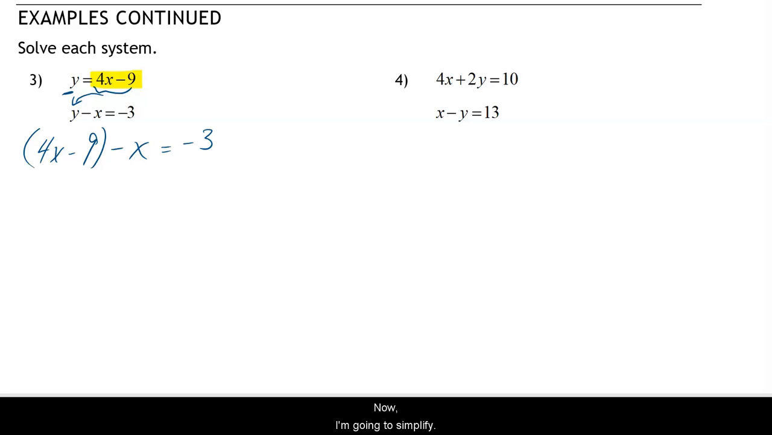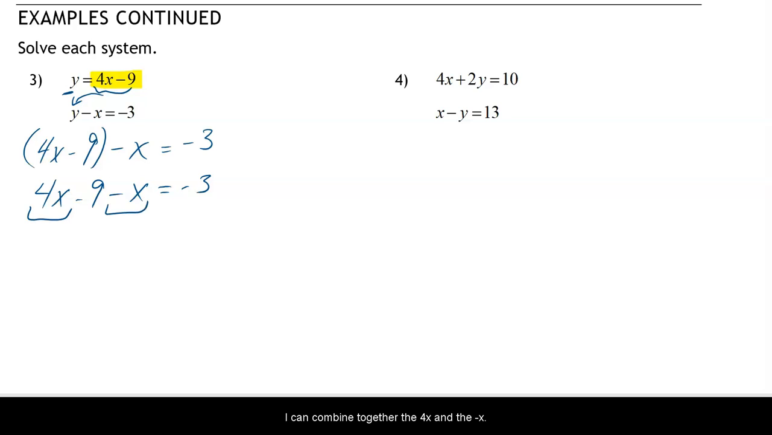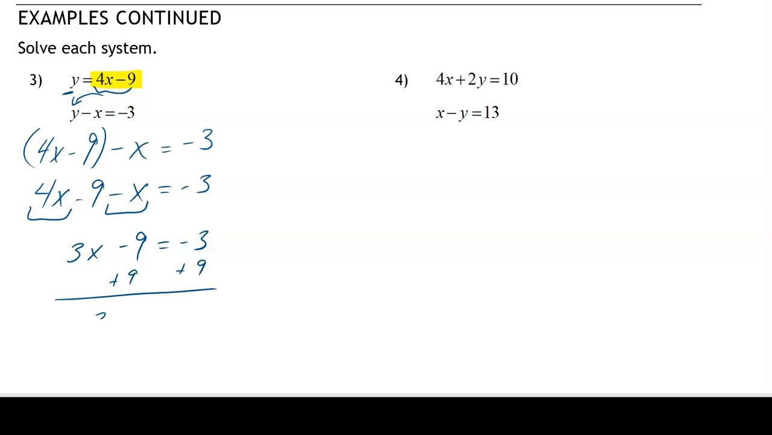Now I'm going to simplify. 4x minus 9 minus x equals negative 3. I can combine together the 4x and the minus x. That would be 3x minus 9 equals negative 3. Add 9 to both sides. 3x equals 6. Divide both sides by 3. And x will equal 2.